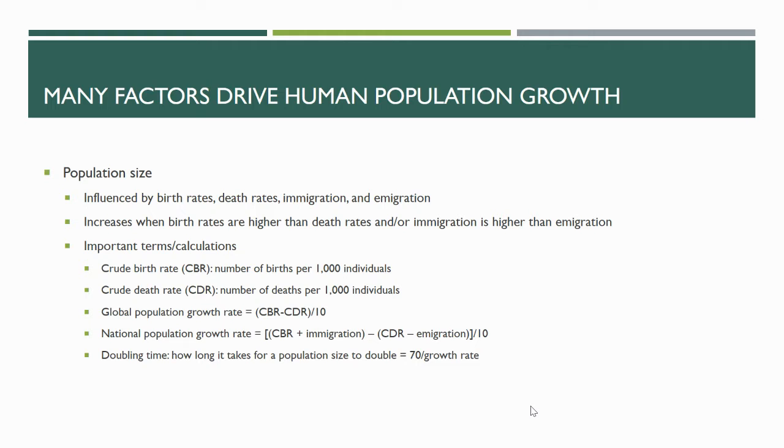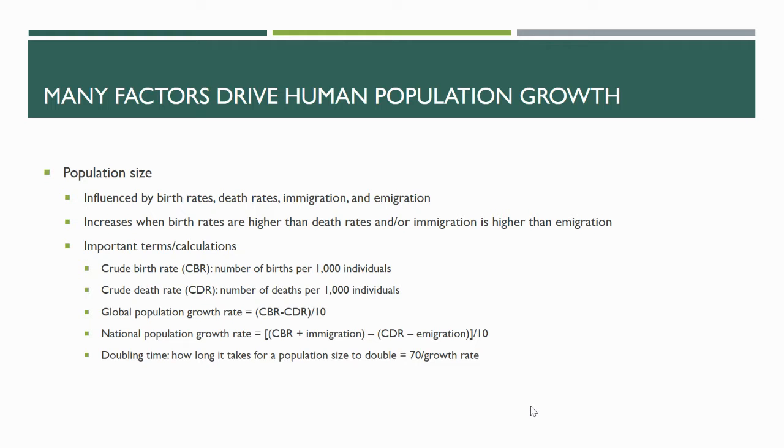Some important terms and calculations will be crude birth rate, which tells you the number of births per 1,000 individuals. Crude death rate is the number of deaths per 1,000 individuals. Global population growth rate is calculated by the difference between crude birth rate and crude death rate divided by 10. So if a population is increasing, that value is positive. If it's decreasing, it's negative.